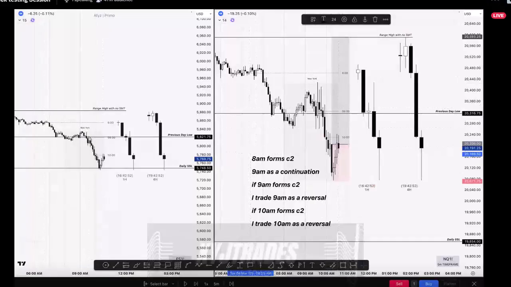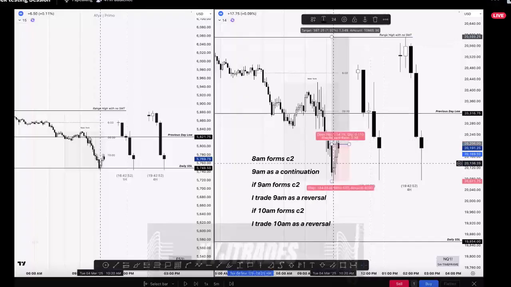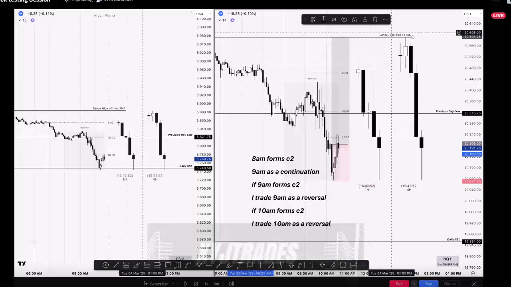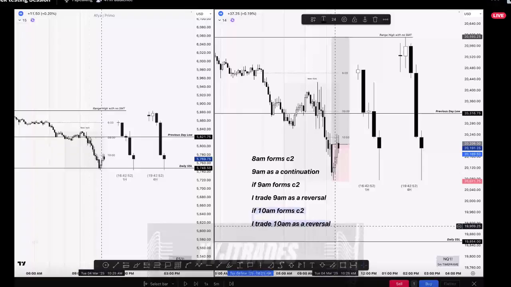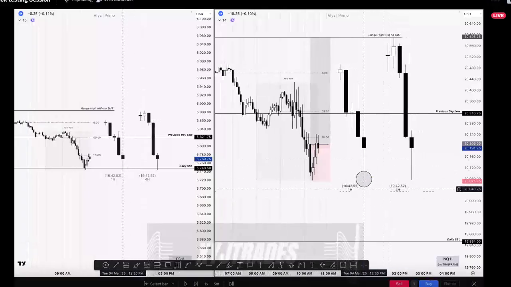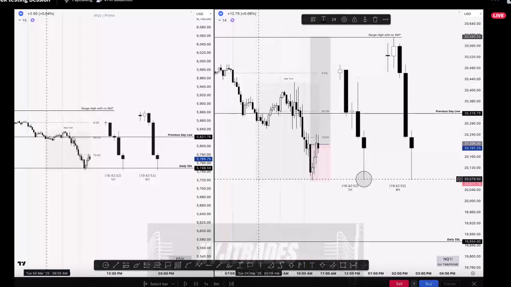In this case, I can see 8 a.m. did not form the reversal towards my drawn liquidity. Okay, so I'm not trading 9 a.m. as a continuation higher. 9 a.m. did not form a reversal towards my drawn liquidity. So it's only one option, is to trade 10 a.m. as a reversal candle, meaning this in here should be the low of that price leg and the low of the day, because it's qualified by 3 things.